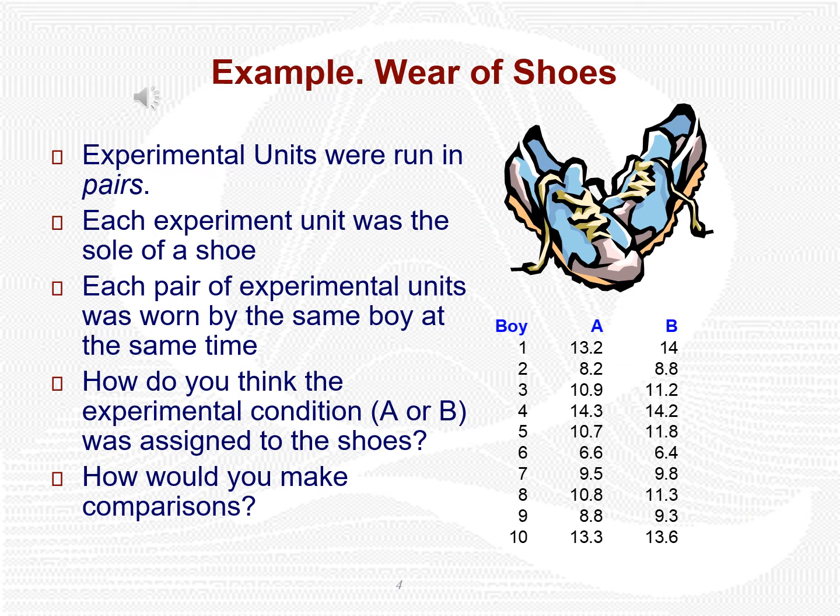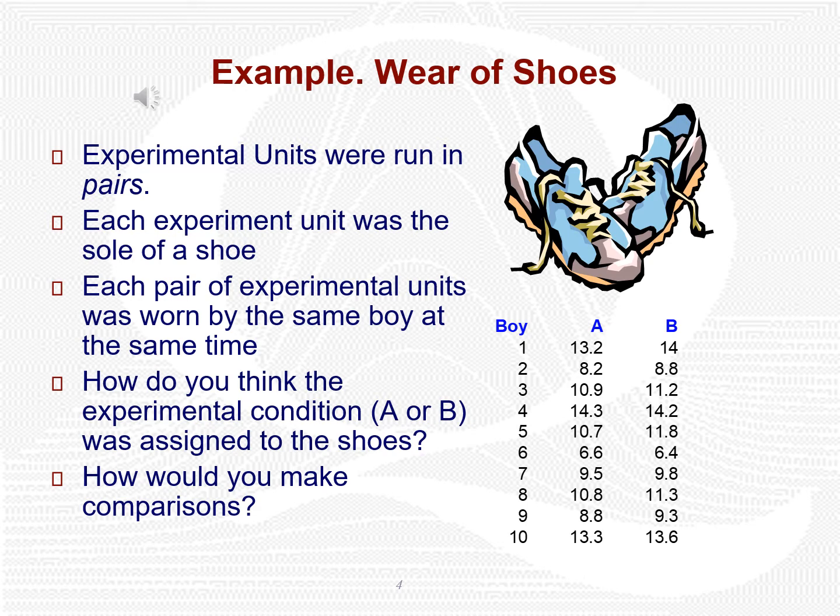As it turns out, boys tend to differ quite a bit in the amount of activity and the surface on which that activity takes place. So there's a lot of variation in the amount of wear from boy to boy. What was actually done was each boy was given 2 shoes. One was made with material A and the other with material B. Each pair of shoes, or experimental units, was worn by the same boy at the same time.